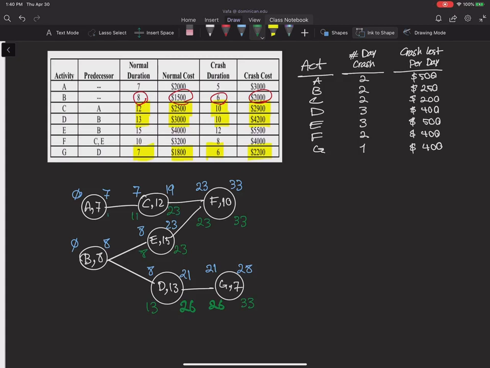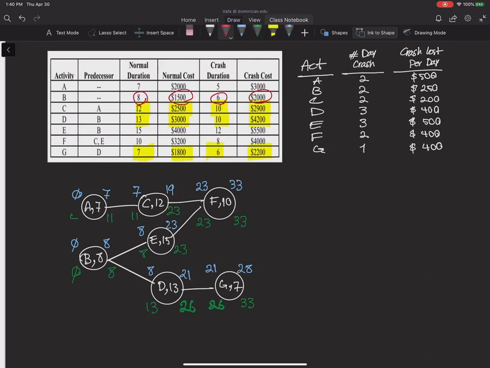Late finish for A would be 11 and late start would be 4. Between 8 and 13 here, I take the minimum and put it here. So my late finish for activity B would be 8 and the late start would be 0.